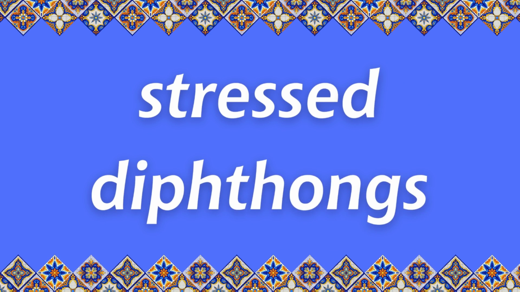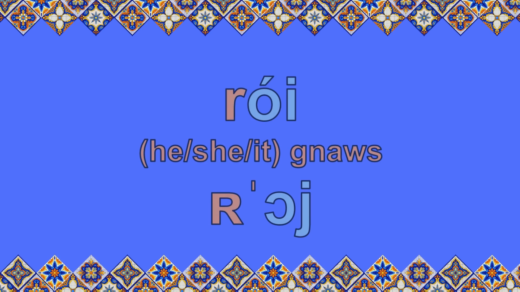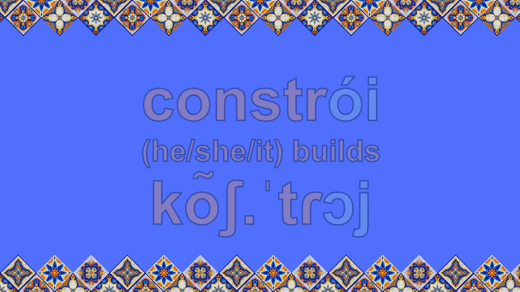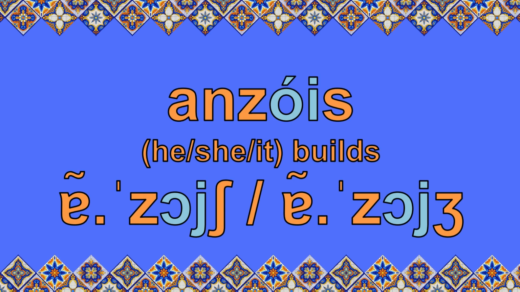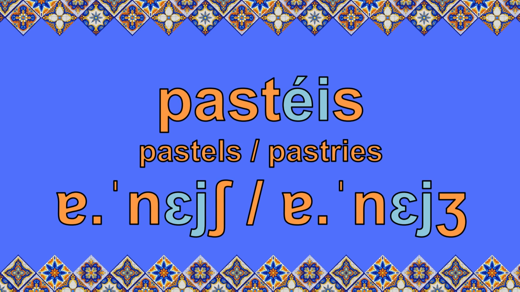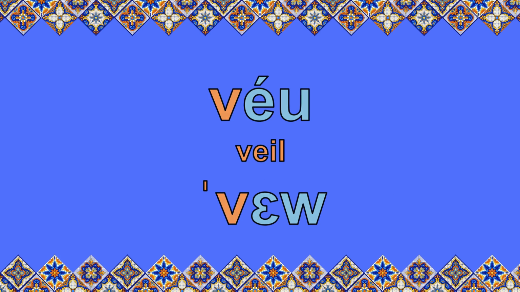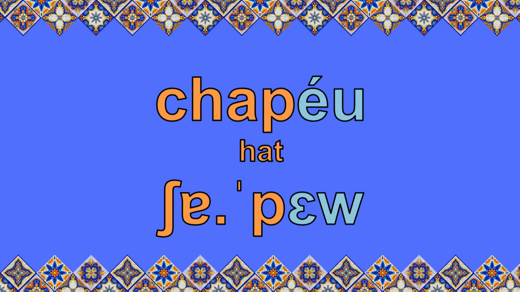As I mentioned in the beginning of this video, this accent can appear over diphthongs too, such as oi, ai, and eo. So let's look at some words. Rói. Constrói. Anzóis. Anéis. Pastéis. Papéis. Véu. Céu. Chapéu.